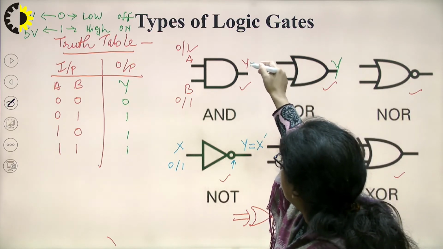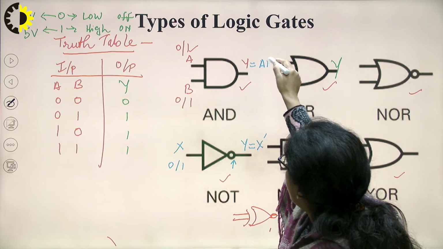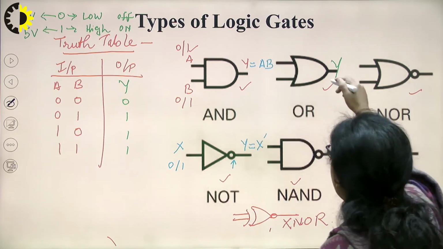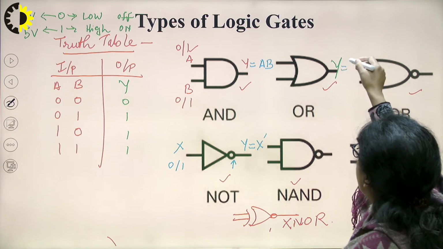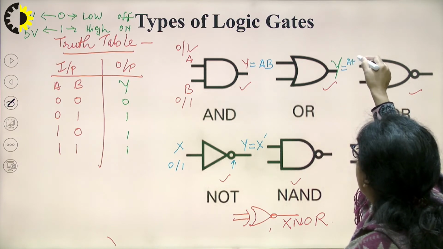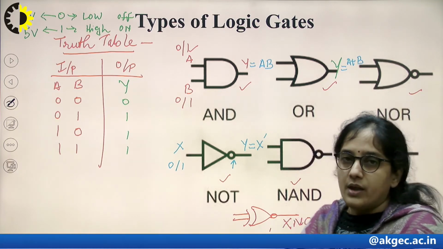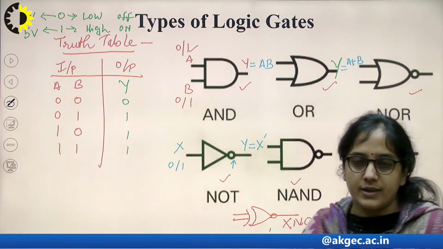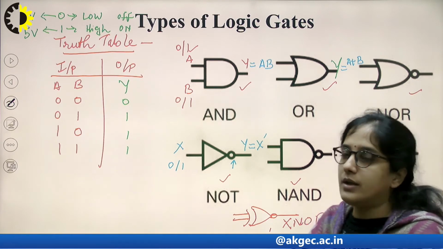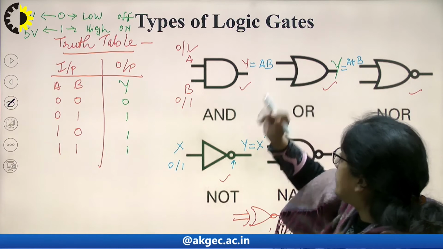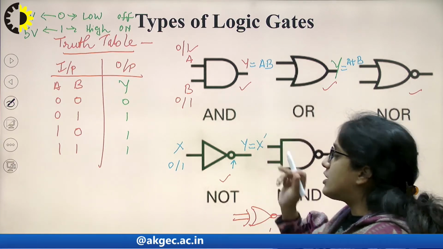For the AND gate I can write the equation Y equals A B, that is the dot product. In case of the OR gate, we can write it as A plus B, that is the ORing operation. Not the AND, addition is not there, it is the ORing operation. The OR symbol is plus, dot means the ANDing operation, and dash means complement.